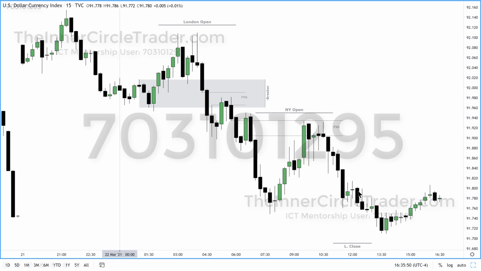This sell off in here and attacking this low was the premise I was using for a London close setup for euro dollar. And I shared that on my Telegram channel this afternoon, so you can go take a look at that.